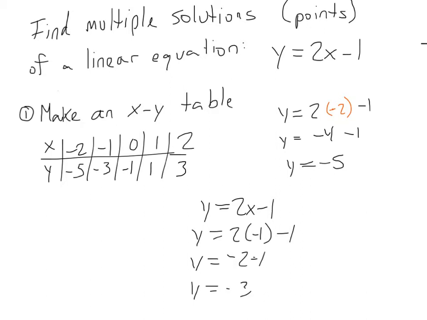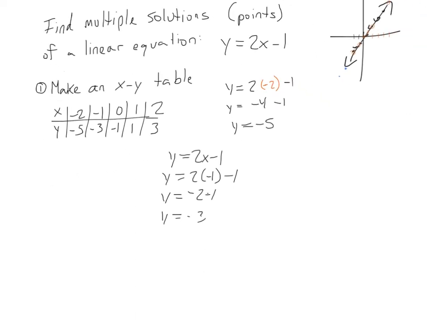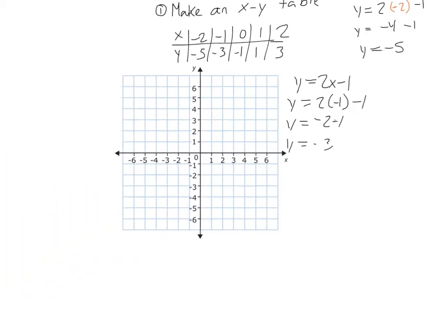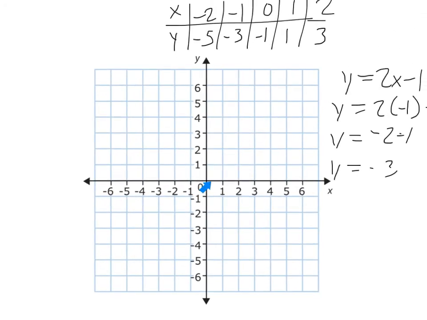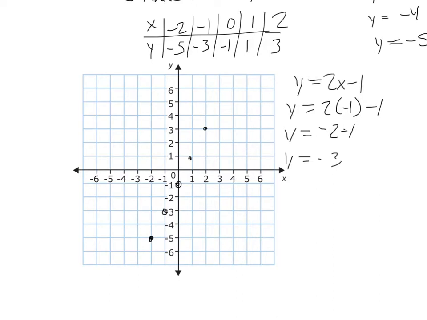And so what we've done is we've actually found multiple solutions of that equation. And the really cool thing is now we can actually graph those points. So let's go ahead and do that. All right, so we've got a graph. Now let's graph the first point, -2, -5. So that means I need to start at the origin, go left 2, and then down 5. And then -1, -3, 0, -1, 1, 1, and then over 2 up 3. And there we go. And what we see is that we have all these points on a line.